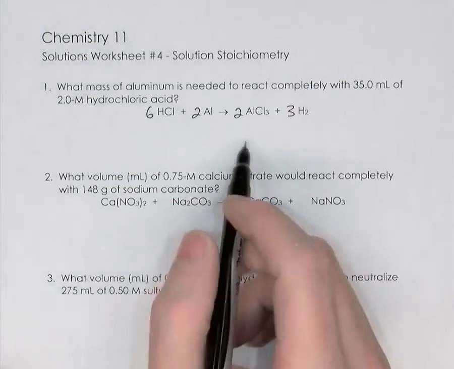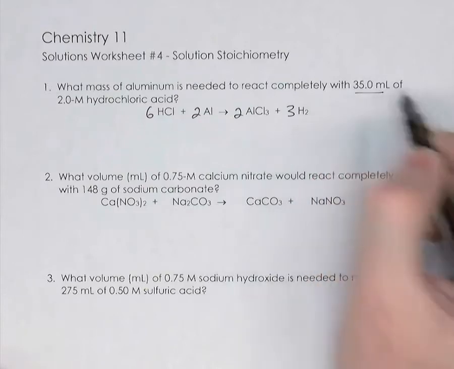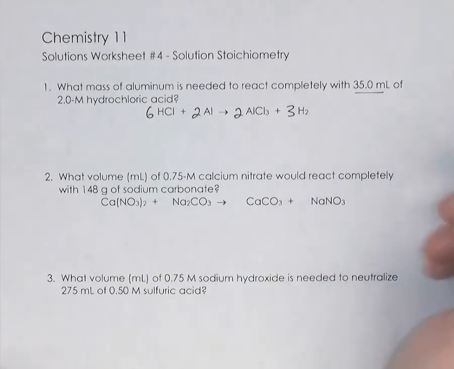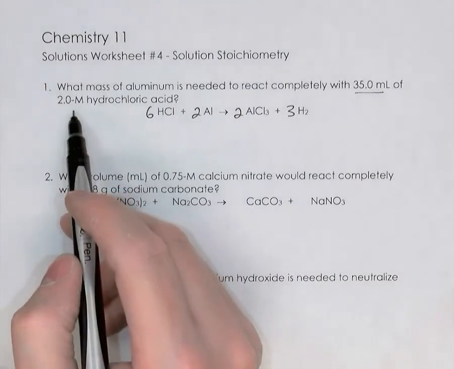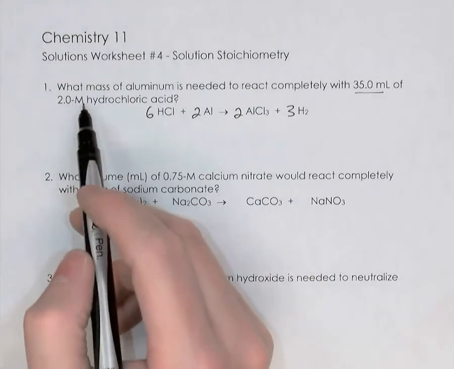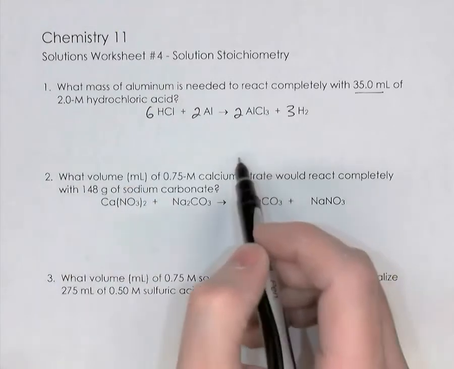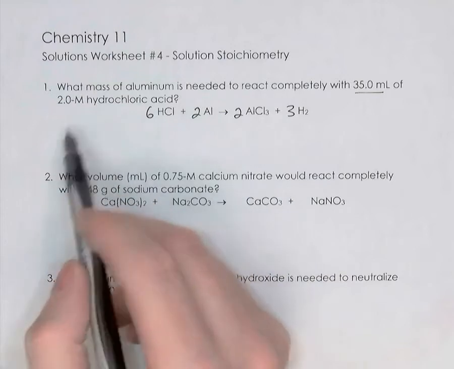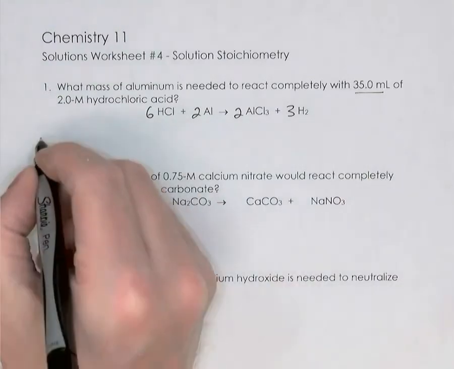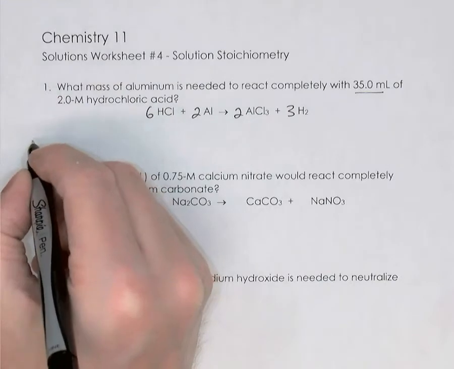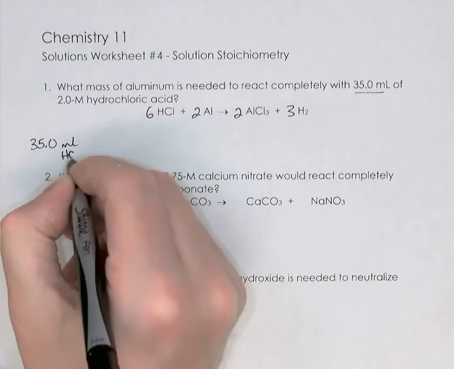Alright, so now I'm going to solve this using a string of unit multipliers. I'm going to start with the volume of the acid. The reason I'm starting with the volume is because I know what its concentration is, and I'm going to use the concentration, the molarity, as a unit multiplier. When I start with a string of unit multipliers in my answer, I generally don't start that string with the unit multiplier, so I'm going to start with the volume instead. 35.0 milliliters of the hydrochloric acid.